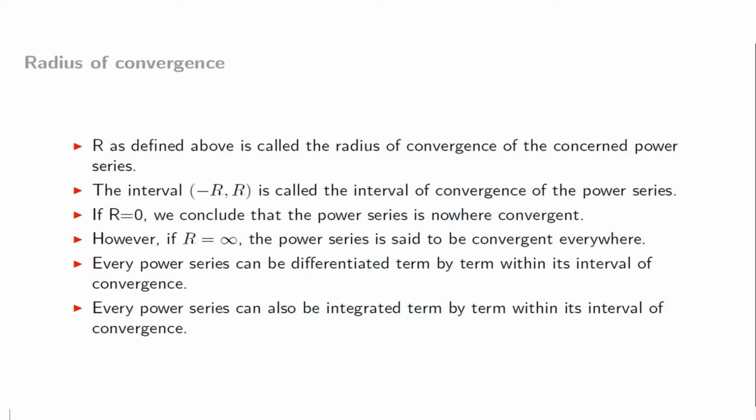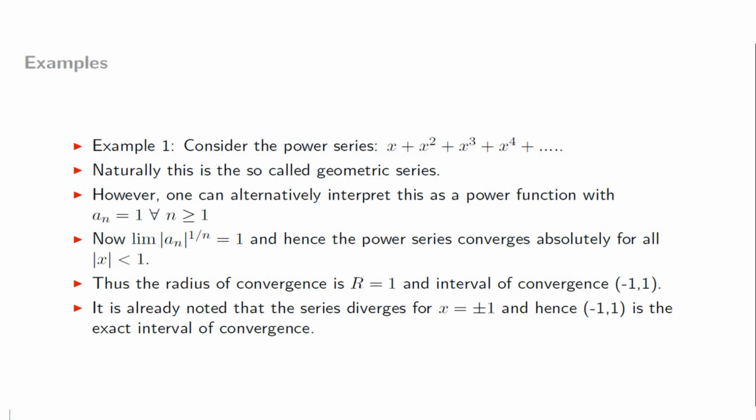Every power series can be differentiated term by term within its interval of convergence, and every power series can also be integrated term by term within its interval of convergence. Actually, the first derivative of a power series is also a power series with the same radius of convergence. So, term by term differentiation is possible, and the same can be said about the integrated value of the power series. So, let us illustrate our idea using some examples.